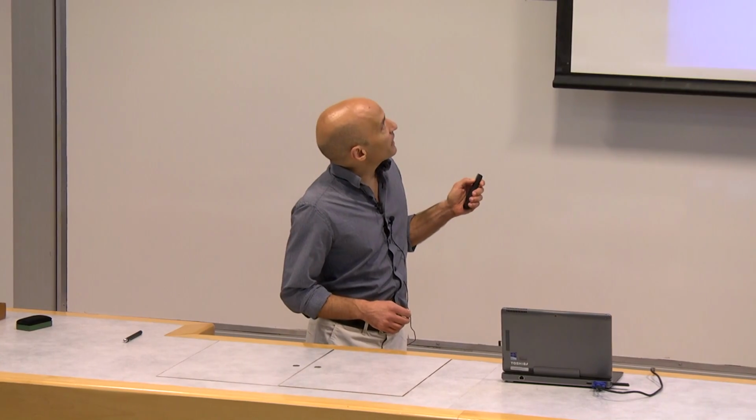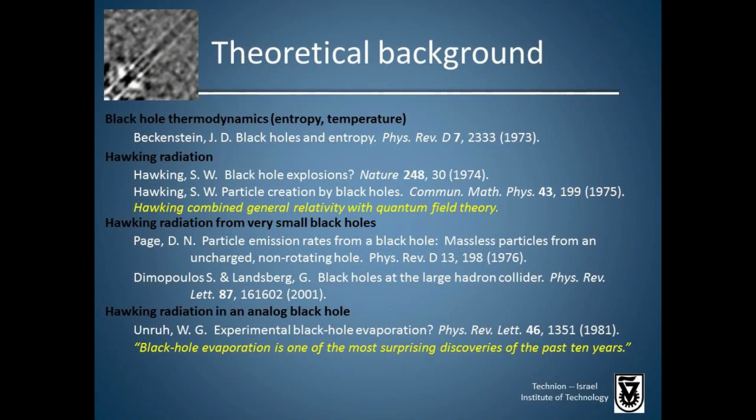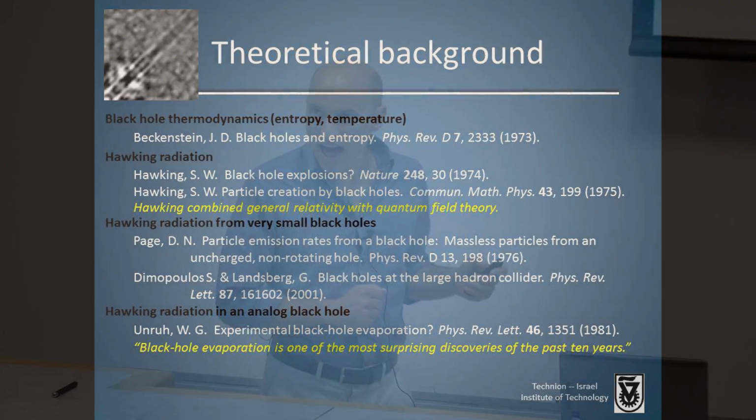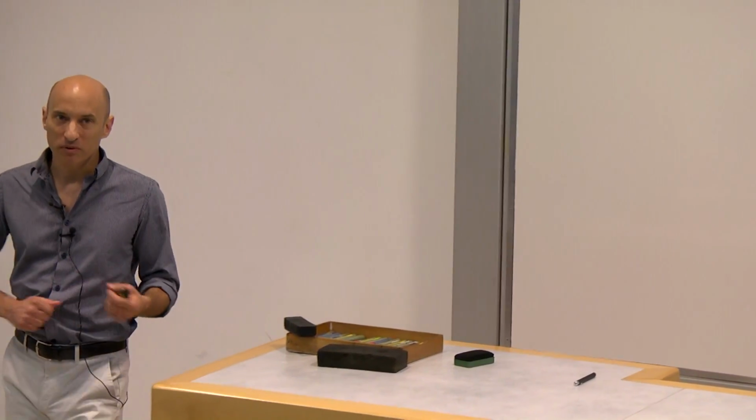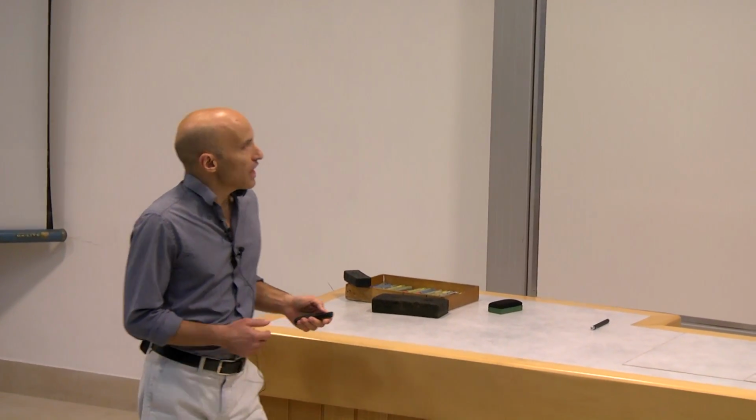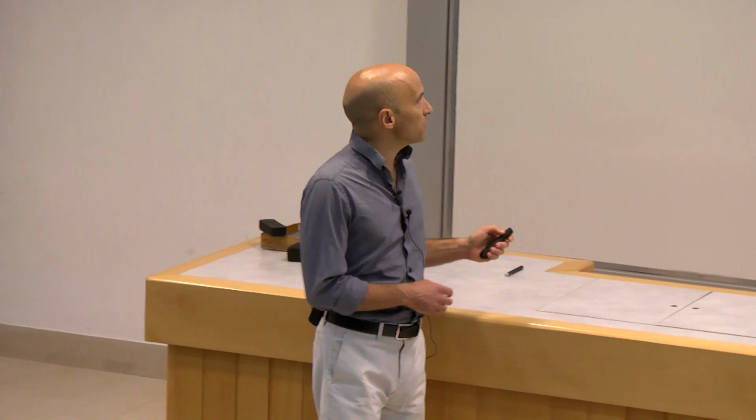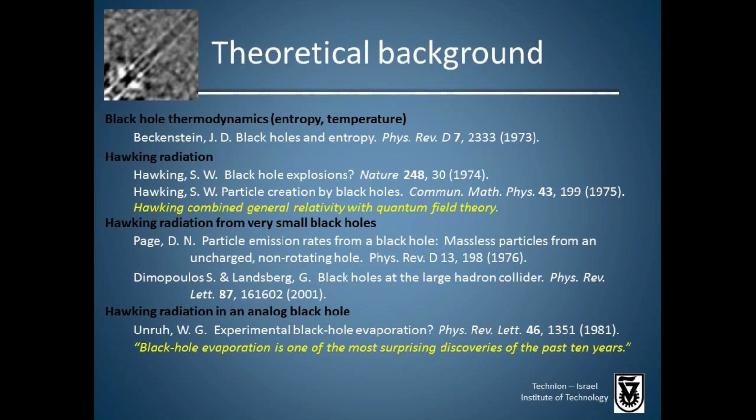starting with Bekenstein from the Hebrew University, who said that he invented the field of black hole thermodynamics. He said a black hole should have both entropy and temperature. Hawking then said the black hole should emit radiation at the very temperature predicted by Bekenstein. And in making this prediction, Hawking combined general relativity with quantum field theory.